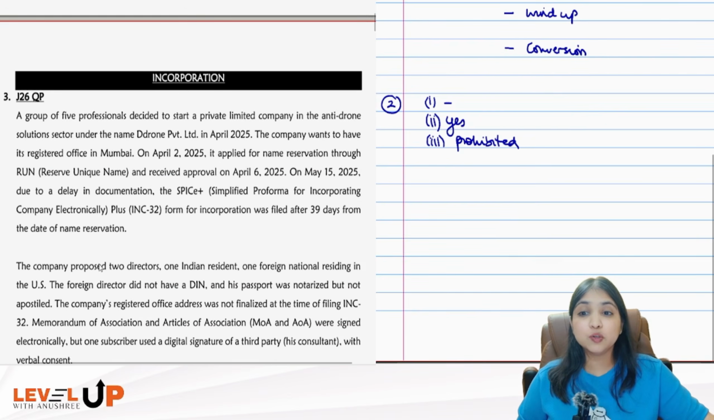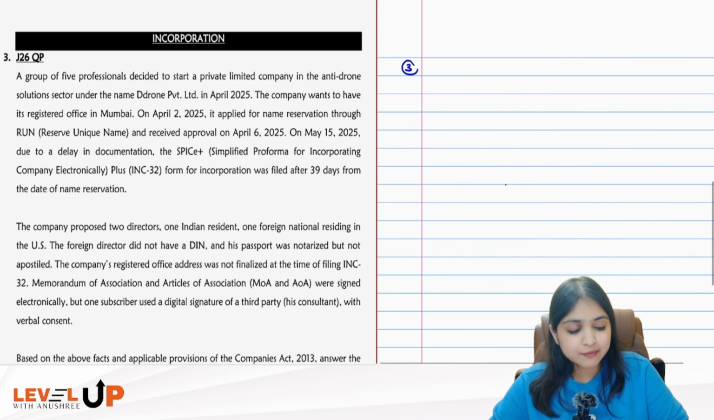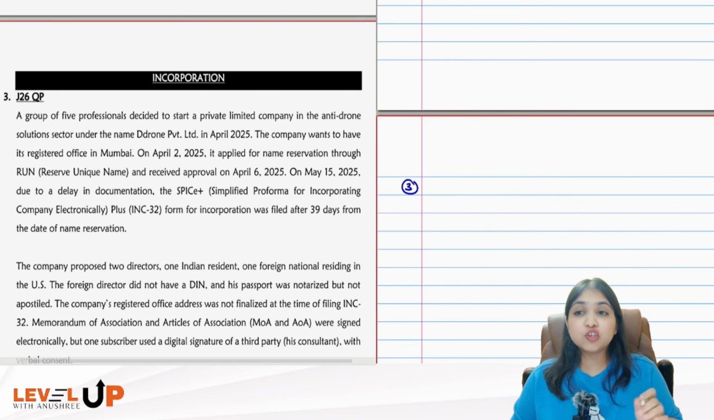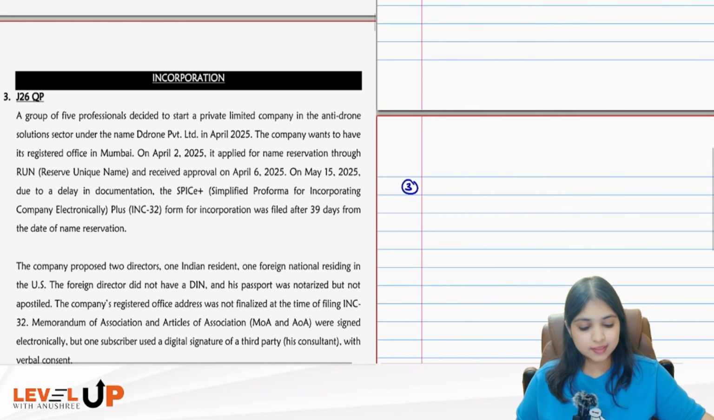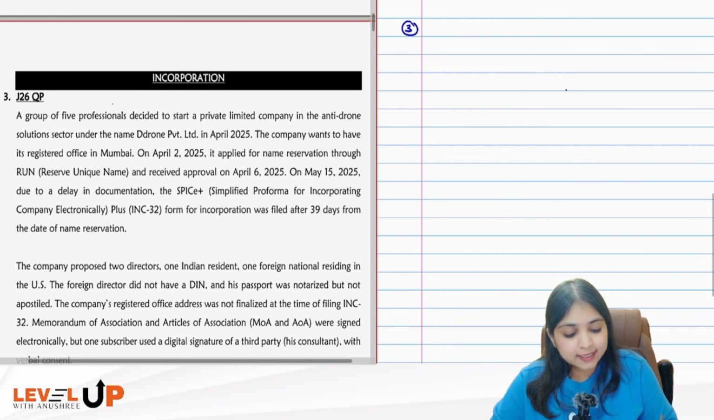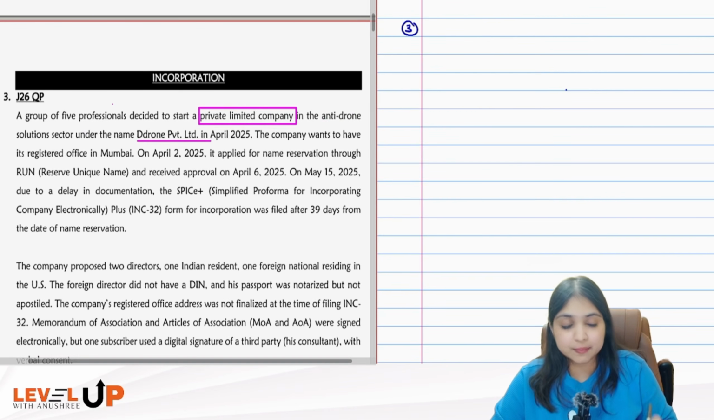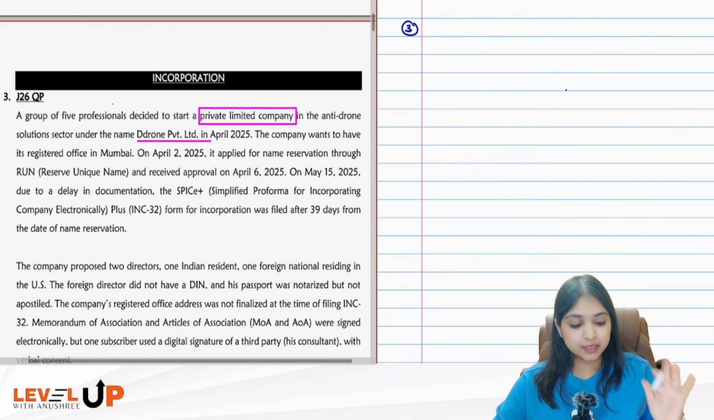Now come on, guys, come to our third question. This is from your Incorporation chapter. Let's have a look at the question first. The question is from your Jan 26 question paper, guys. The question says, a group of 5 professionals decided to start a private limited company, okay, in the anti-drone solution sector under the name D-Drone Private Limited in April 25. So it's a private limited company.